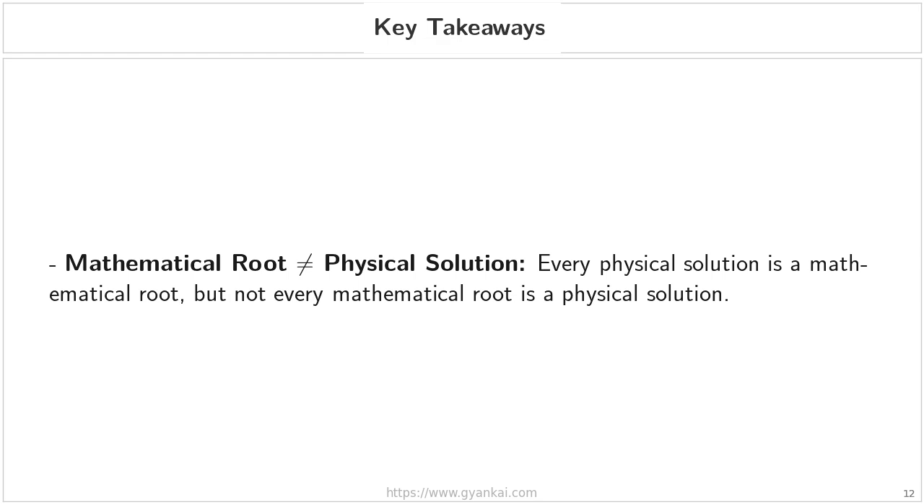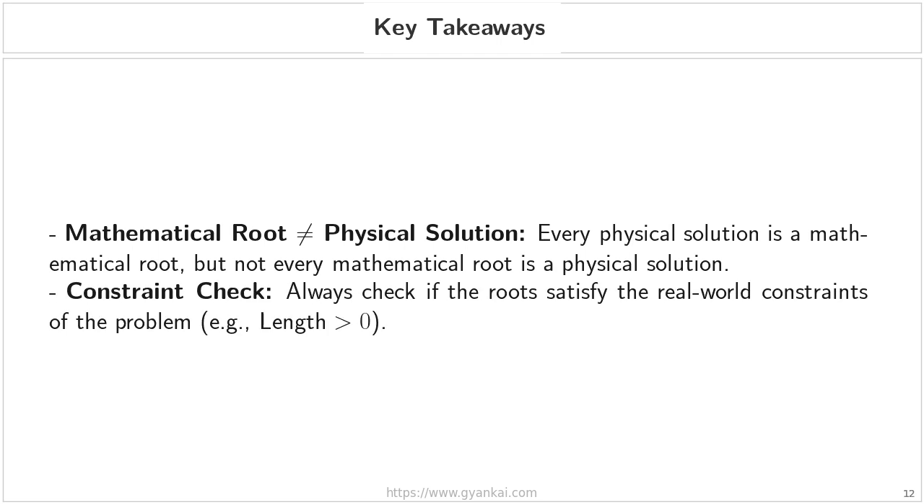As we saw in our rectangular plot example, the math gave us 2 answers, but only one actually worked in the real world. Second, always perform a constraint check. Whenever you finish solving your quadratic equation, don't just stop there. Take a moment to look back at your variable and ask if the value satisfies the real-world constraints of the problem. For instance, if your variable represents a length, you must ensure that length is greater than 0.